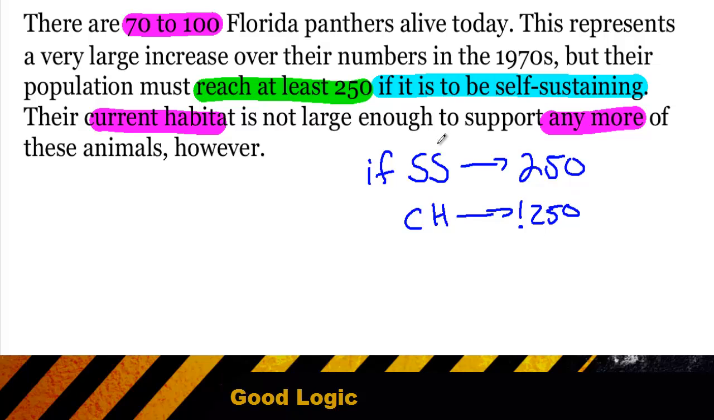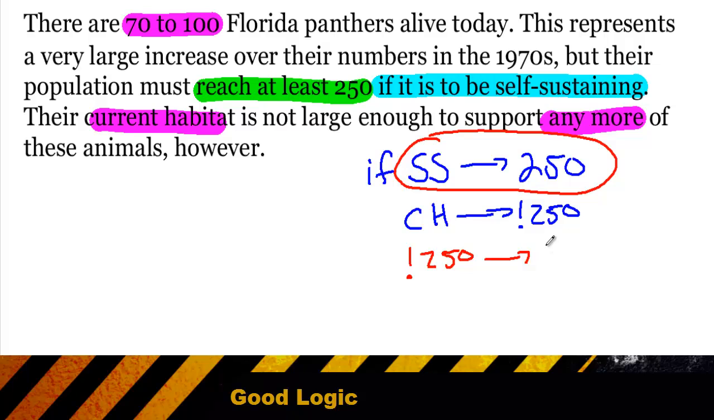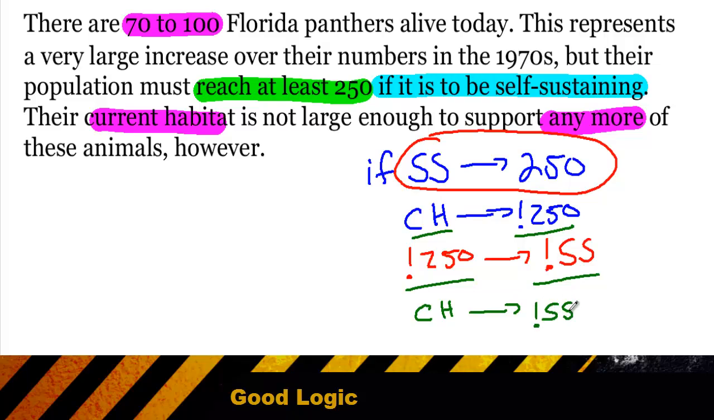Using the contrapositive, I can flip and negate this top argument. I could rewrite that as, if we don't have 250, then the population is not going to be self-sustaining. Now I can use the transitive property, which would tell me that if we have the current habitat, and that means we don't have 250, and if we don't have 250, that means we're not self-sustaining, then I can conclude that if we have the current habitat, the population is not going to be self-sustaining.